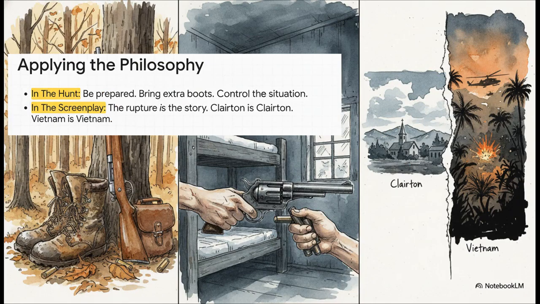And this single idea applies everywhere. In the hunt, it's about being prepared, right? Bring the extra boots. Don't count on luck. In the prison camp, it means accepting the insane reality of the game so you can figure out how to beat it and escape. And for the screenplay itself, it's the writer's justification for that brutal cut. The writer is basically telling us, the audience, this is this. Clairton is Clairton. Vietnam is Vietnam. And the story is the violent break between them.